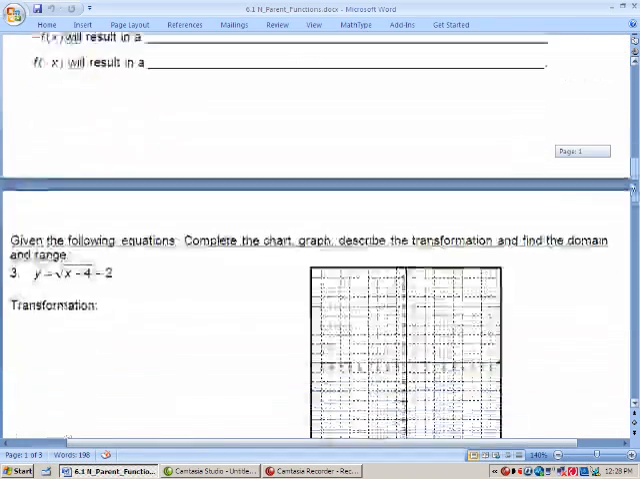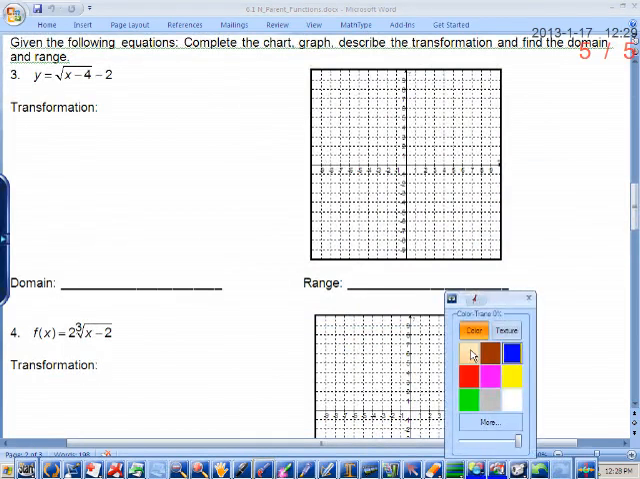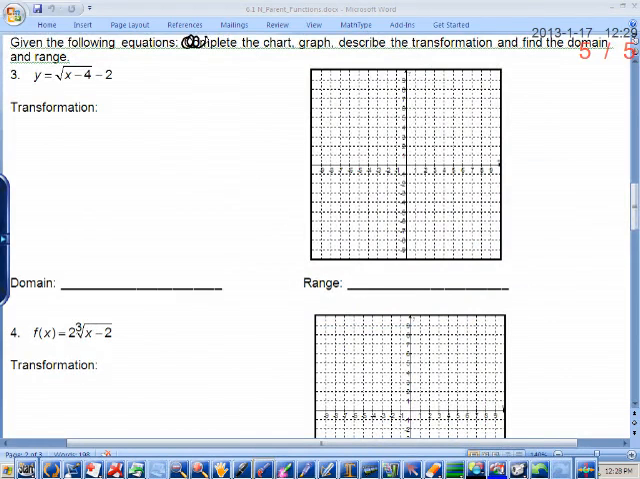Let's actually apply these and practice graphing. If you'd like, you can erase where it says complete the chart, because clearly there's no chart for you to complete. Okay, first thing I always like to do is decide what our parent function is. Good. And I like to plot the parent function so I know what I'm starting off with. You could do this with a dotted line. You could do it with a different color.